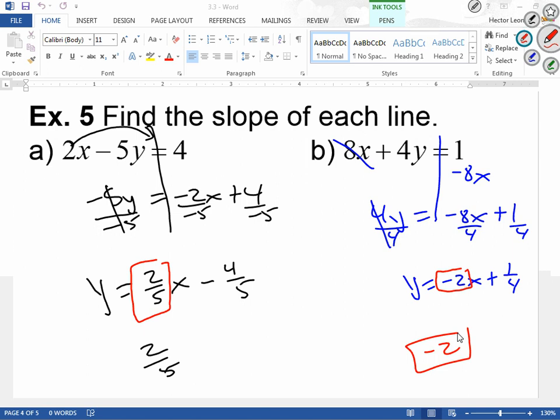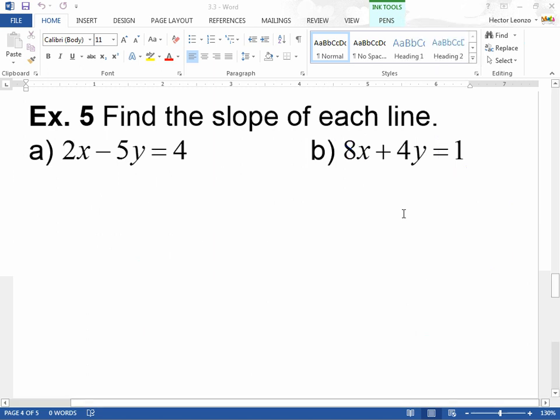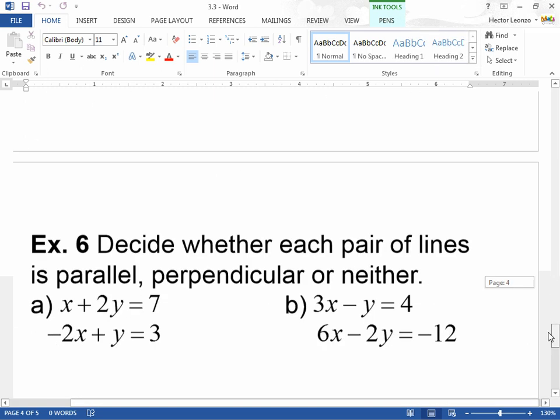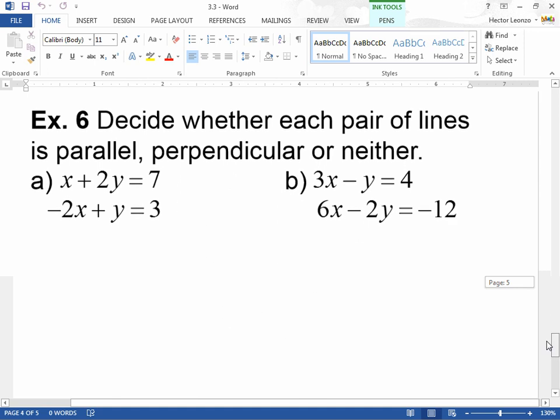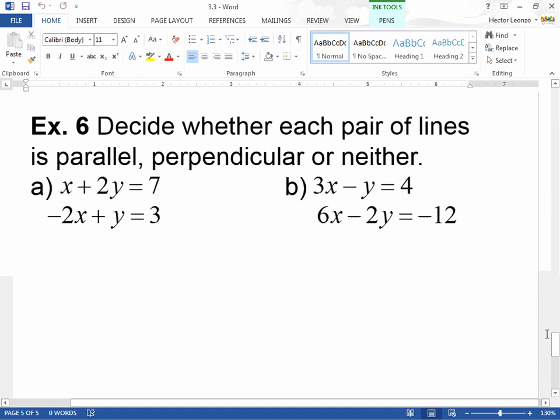Once again, I'm getting a little bit ahead from the next section, but this is going to help you guys a lot. I decide whether each pair is parallel, perpendicular, or neither.